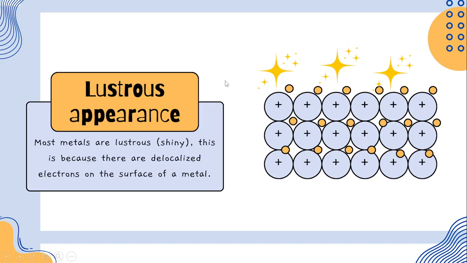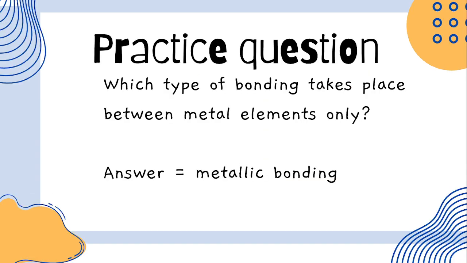Alright, now talking about their appearance, metals are lustrous, that is, they are shiny. This is because of the delocalized electrons on the surface of the metal. So the presence of the delocalized electrons on the surface of the metal contributes to the shiny and lustrous appearance of metal. Let's quickly look at the practical questions.